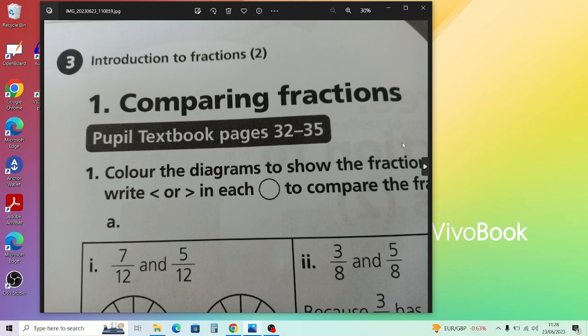Let's go for B, part 3. 7 out of 10 compared to 7 out of 12. It's fairly straightforward: the tops are the same and the bottoms are different. You can see from the diagrams that if you cut a circle or a cake into 12 parts, each part will be smaller than when cut into 10 parts. So here the 7/10ths would be larger than 7/12ths.